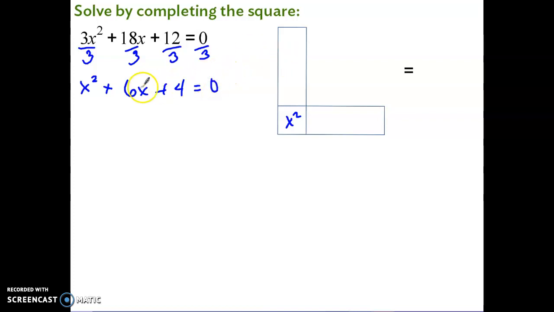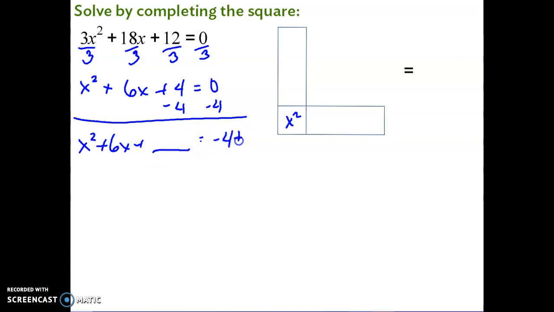Okay, now I'm ready. I've got it in the right form. I can do Al-Khwarizmi's method. I'm going to subtract 4 from both sides. All right, so I've got x squared plus 6x plus, I'm going to leave a space right there, equals negative 4, and I'm going to leave a space right there as well. Okay, let's fill in the box. So my 6x, I'm going to have to cut it in half. I'm going to put half here, and I'm going to put half here.